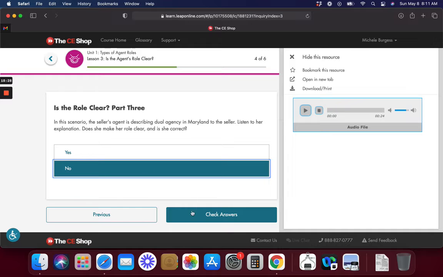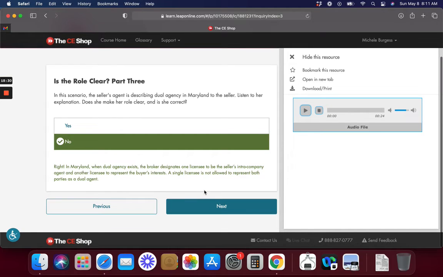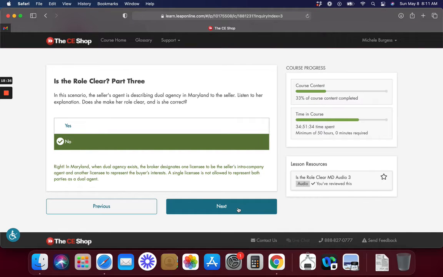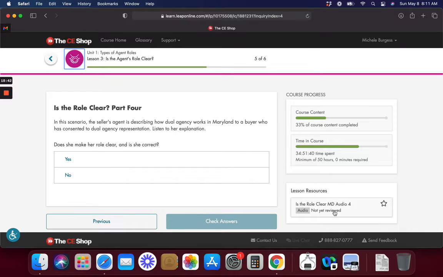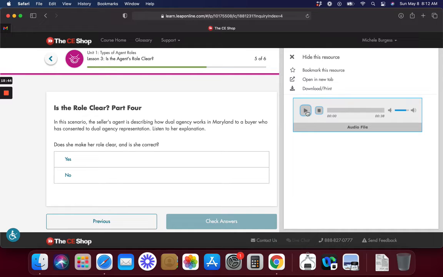I don't think that's correct. No, that's not correct. A single licensee cannot represent both, because you have to have loyalty to one. You can't have loyalty to both. Okay, let's look at this one.